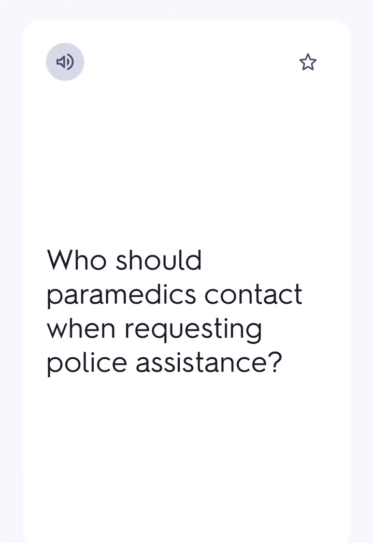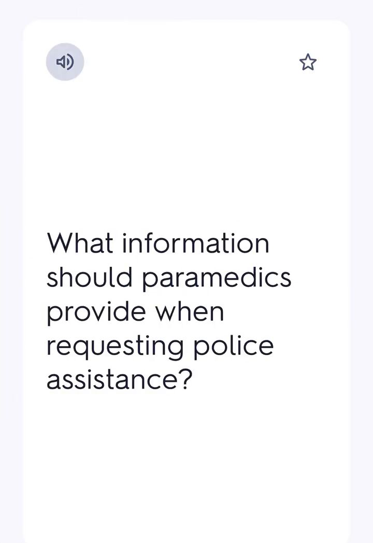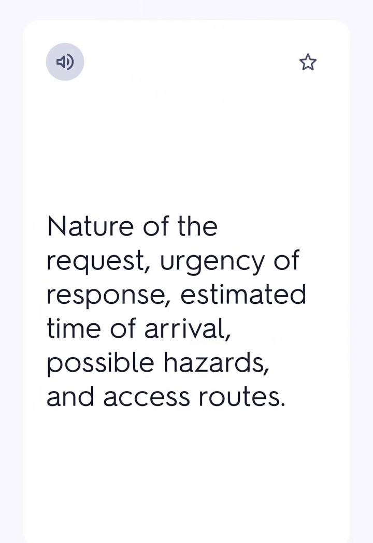Who should paramedics contact when requesting police assistance? CCC/ACS via radio or telephone. What information should paramedics provide when requesting police assistance? Nature of the request, urgency of response, estimated time of arrival, possible hazards, and access routes.